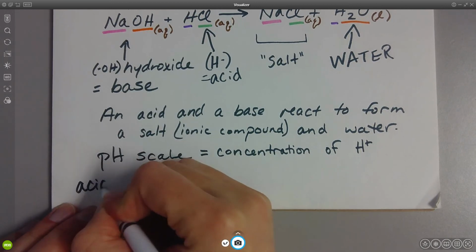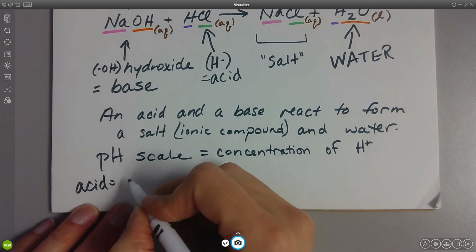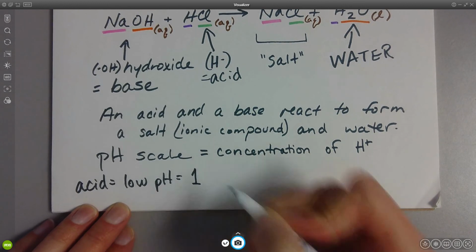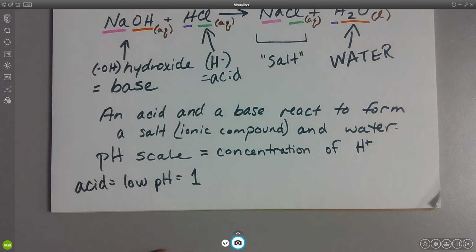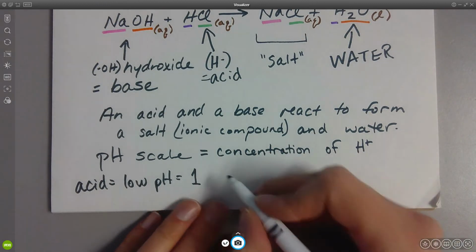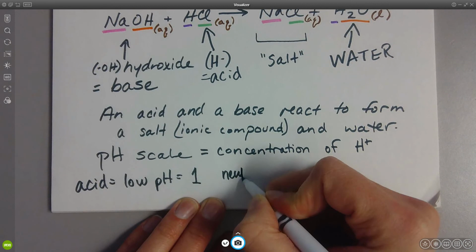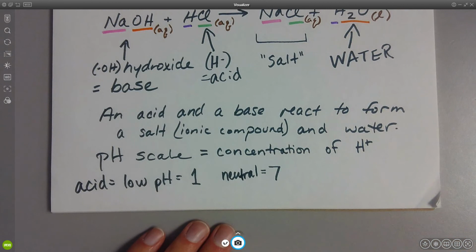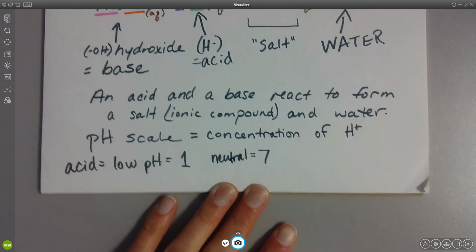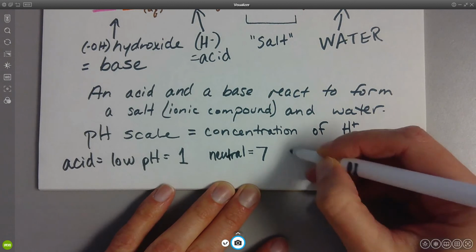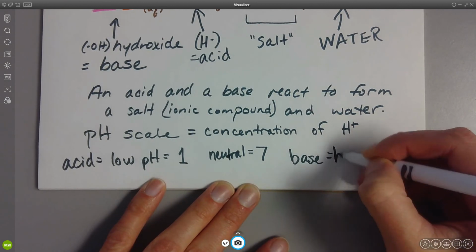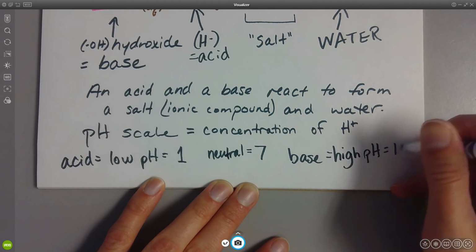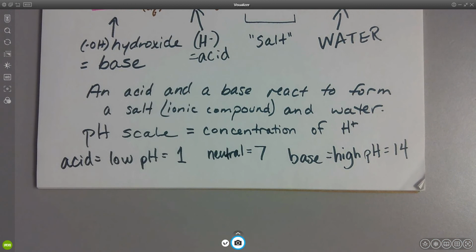An acid is a low pH. 1 is the lowest it can go. Okay. Neutral equals 7. So that's in the middle. And a base is a high pH. And 14 is the highest it can go. Sound good?